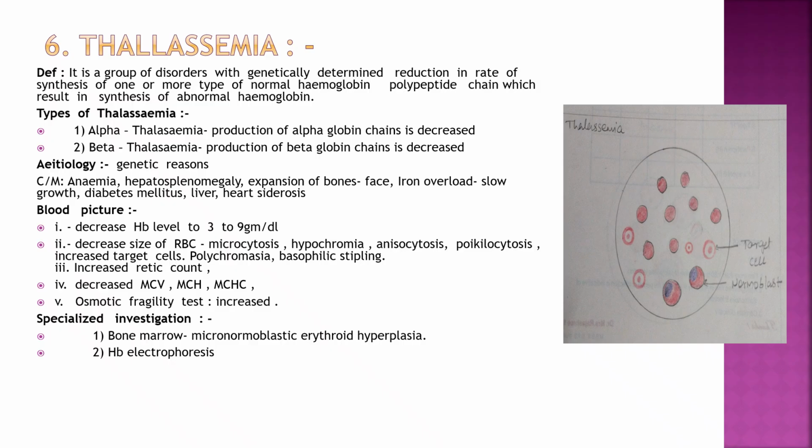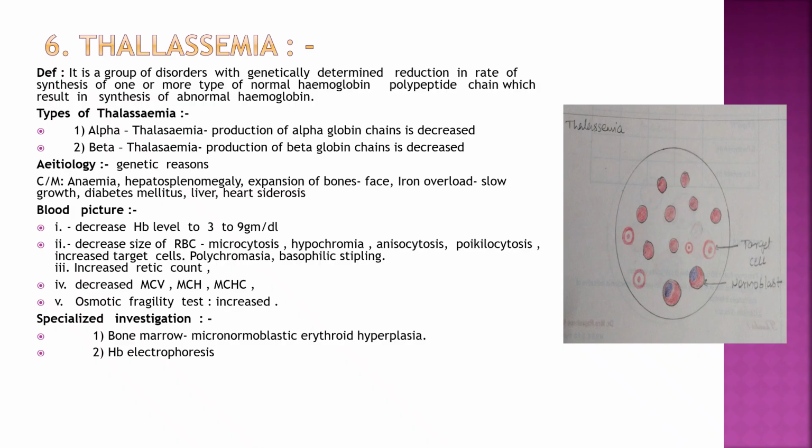Thalassemia is a group of disorders with genetically determined reduction in the rate of synthesis of one or more types of normal hemoglobin polypeptide chain, so either alpha or beta chain. So there are two types of thalassemia: alpha thalassemia when there is a reduced alpha polypeptide chain, and beta thalassemia when there is a reduced beta polypeptide chain. As for etiology, it is a genetic or hereditary disorder, and in the blood picture you can see hemoglobin is very much decreased, less than 6 to 8 gram per deciliter.